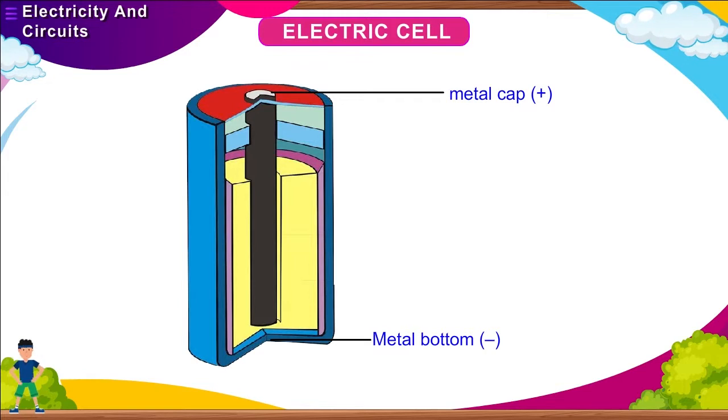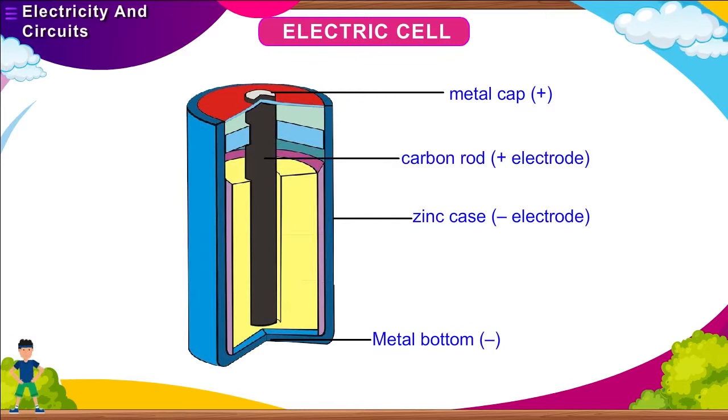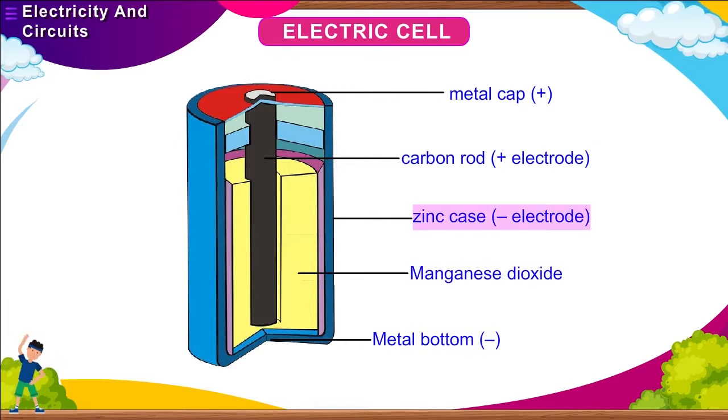The outermost part of the cell is a cylinder made of zinc with a white, moist paste of ammonium chloride. At the center is the carbon rod with its top end sealed with a metallic cap. The carbon rod is surrounded by a grey granular powder of carbon and manganese dioxide. Zinc acts as a negative terminal, whereas carbon rod acts as the positive terminal of the cell.